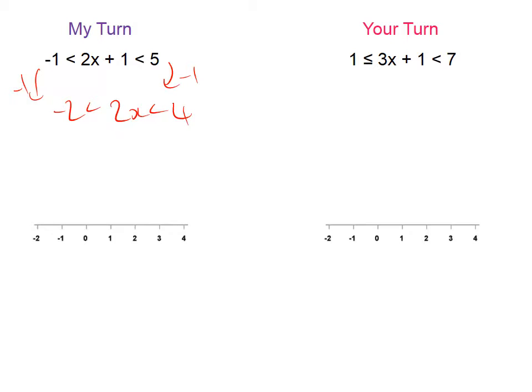Now I've still got 2x. I really just want x. 2x really means 2 times x, so I'm going to divide throughout by 2. This will give me minus 1 is smaller than x is smaller than 2. So this time I need a hollow dot at minus 1, I need a hollow dot at 2, and x is anything in between those numbers. Pause the video and have a go at your question.